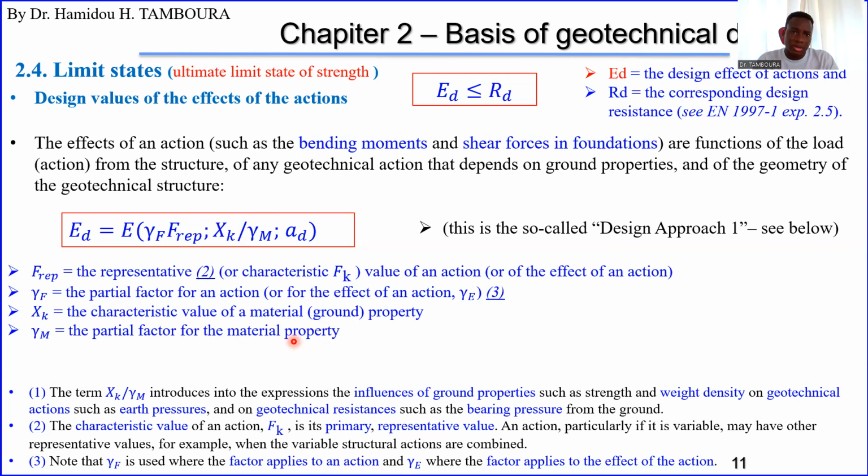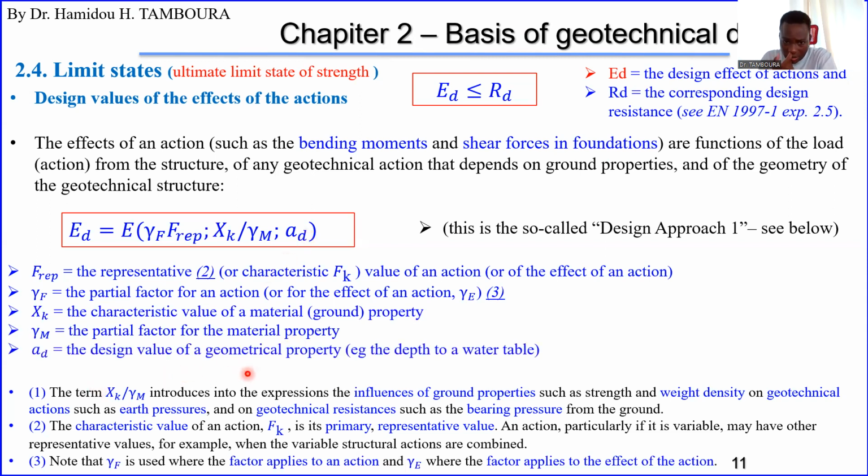So if you have, let's say, a high property, the material property that is contributing to the stability, you can minimize it by dividing it with this partial factor. This is just for safety. Okay, and the last one is this one. This A is the design value of geometrical property. Example, the depth of the water table. We have to consider that.